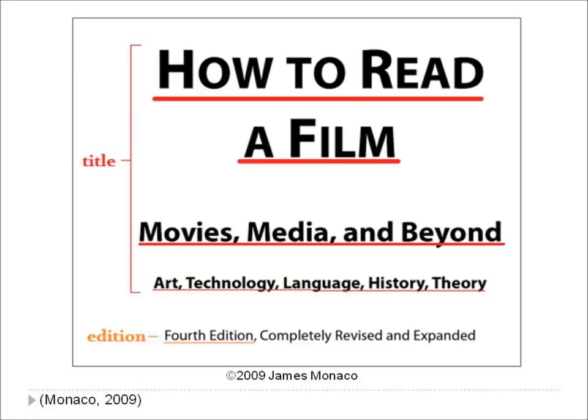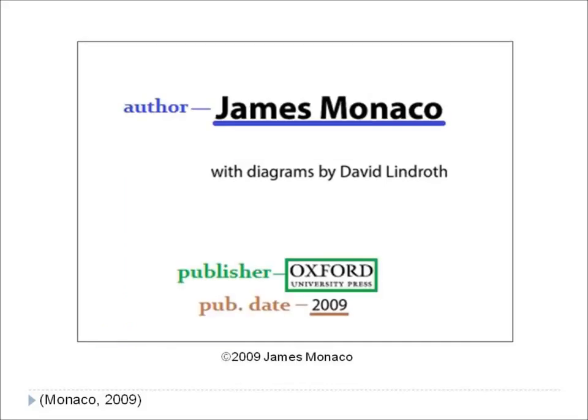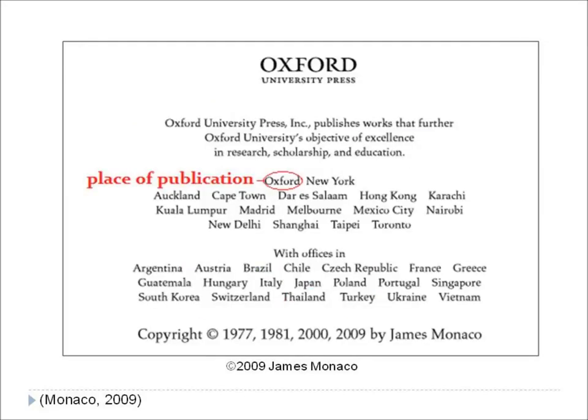Let's take a closer look. In the top center, we see the title. Just under the title, we find an edition number. Closer to the bottom of the page, we see the name of the author, also in large print like the title. The publisher and publication date are smaller at the very bottom of the page. Some information will be found on the copyright page, as shown here. From this, we can tell that the place of publication is Oxford.